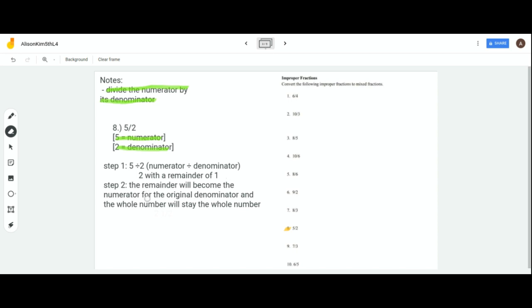Now, step 2 says the remainder will become the numerator for the original denominator, and the whole number will stay the same. So what this is saying is that the whole number right here will just stay as 2, but the remainder will go on top of the original denominator, which is 2 in this case. So your answer will be 2 1/2. And once again, let me highlight it so that it's easier to see. And that's your final answer for number 8.